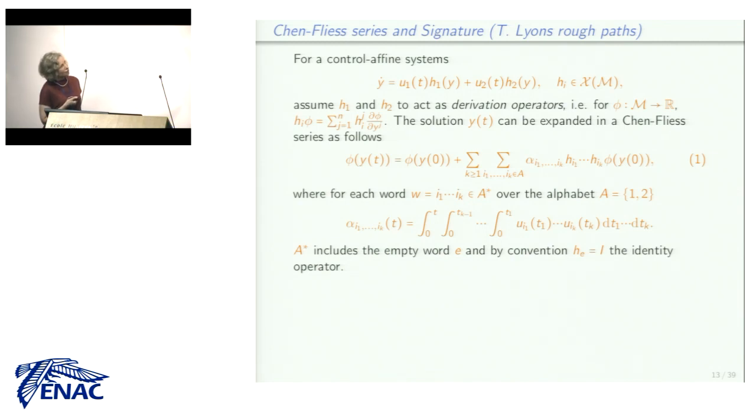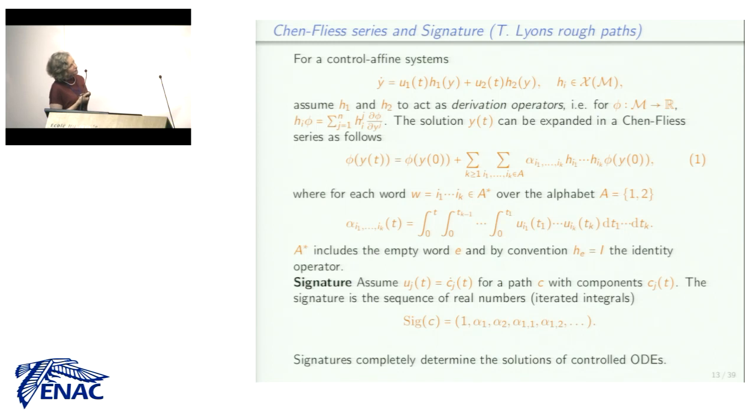And in order to keep track of the terms here, what you're doing is indexing over the set of words, and in particular we are having two vector fields here, so the alphabet for these words is just two indices. So it turns out that this is a very important and useful tool for analyzing control systems.